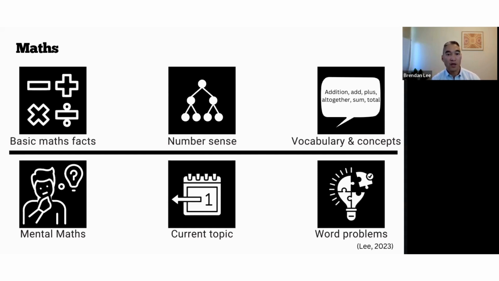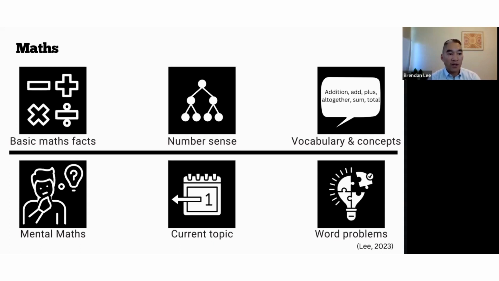So if we can get that fluent, their working memory can then be focused on what the problem is actually asking them to do. And likewise for number sense. If they haven't got number sense before basic maths facts, then that's what we want to be focusing on first. Again, if they haven't got that number sense, then they're really going to struggle with those more complex tasks later on in maths.